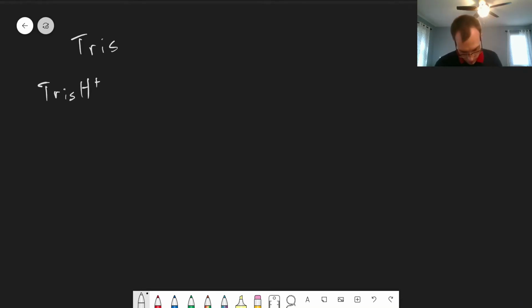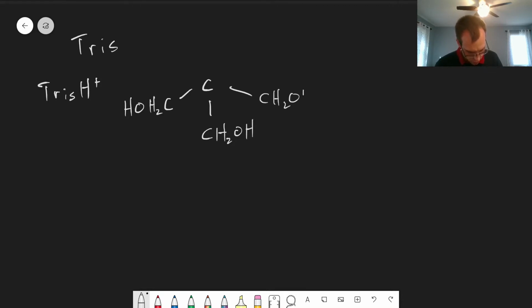Let me get my HO, H2C, CH2OH here, CH2OH here, and then we have an ammonia group on the top. All right, and so this is the protonated form. You can take off the proton from here to make the base form. So this is a commonly used biological buffer.